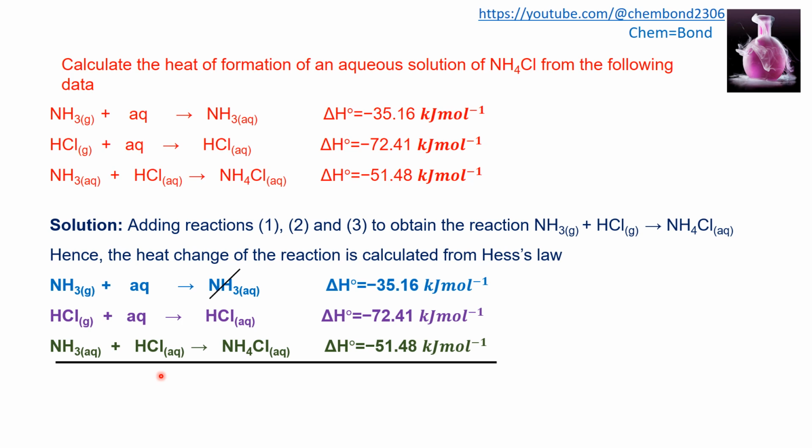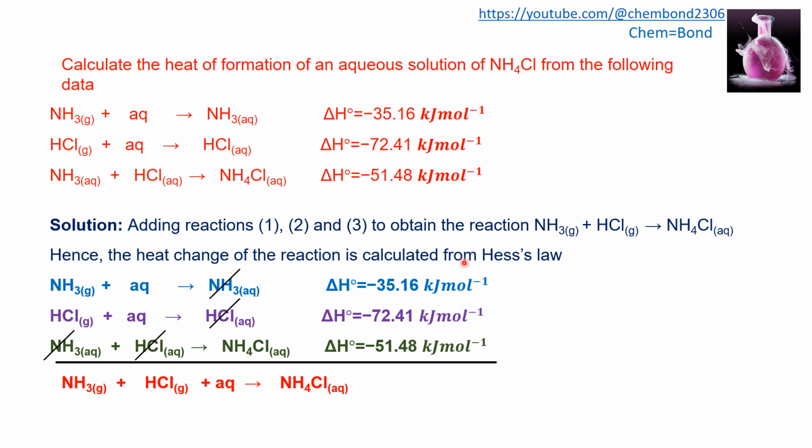Ammonia aqueous on the product side will cancel out ammonia aqueous on the reactant side. HCl, hydrochloric acid, will cancel out hydrochloric acid. So we will get ammonia in gaseous form combining with hydrochloric acid in gaseous form, and also with water, that is AQ, to produce ammonium chloride.